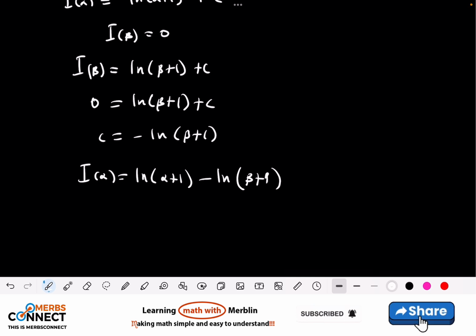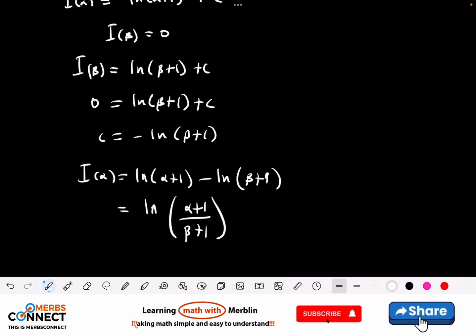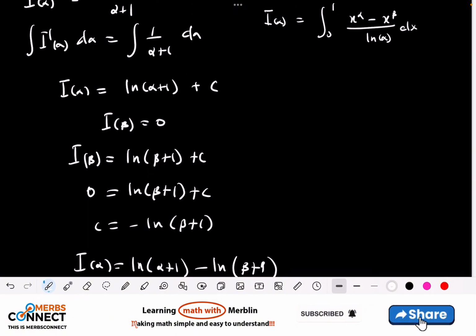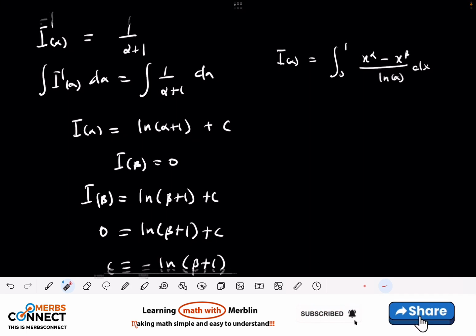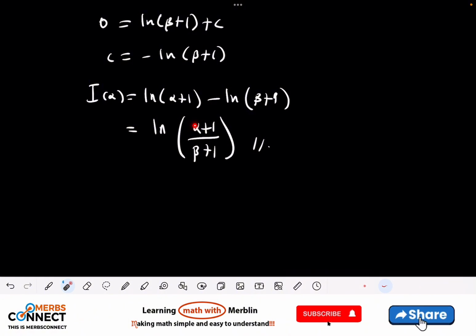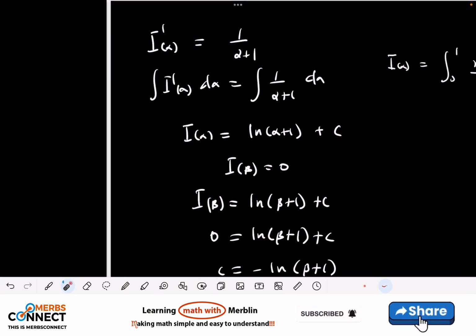So this is what we are going to have for the function. And if you want to apply the properties of ln, then we can write this as ln of alpha plus 1 divided by beta plus 1. So this is what you are going to have at the end of the day. When you choose the other side, let's assume that you chose beta, you are going to get the same result. The only thing is that here will be beta and here will be alpha. So you are just going to swap this and that.